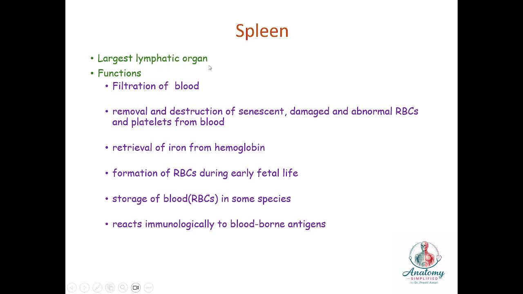Spleen is the largest lymphatic organ. It will filter blood. It removes and destroys senescent, damaged, abnormal RBCs and platelets. After that, it will retrieve the iron from the hemoglobin. It can help in formation of RBCs in early fetal life. In some species, it will store blood and basically RBCs. It reacts immunologically to blood-borne antigens. That's why it is also a lymphoid organ. Actually, it is the largest lymphatic organ.